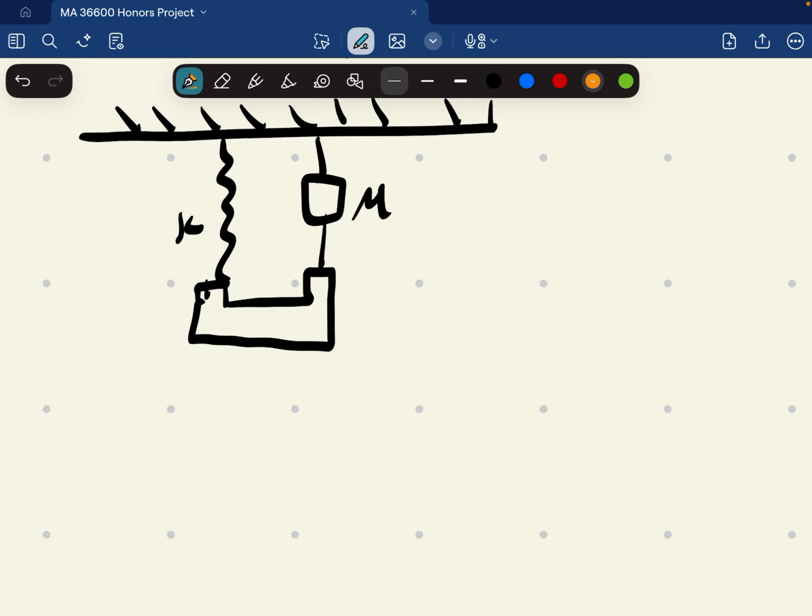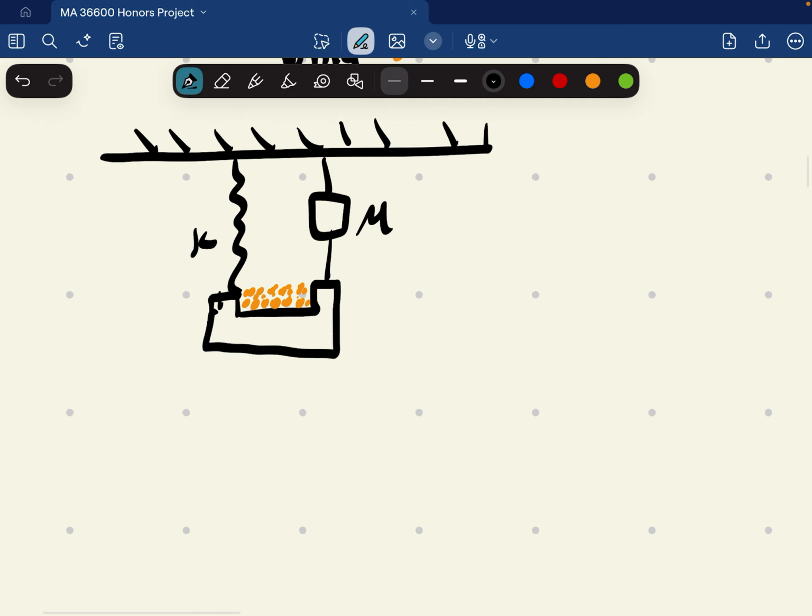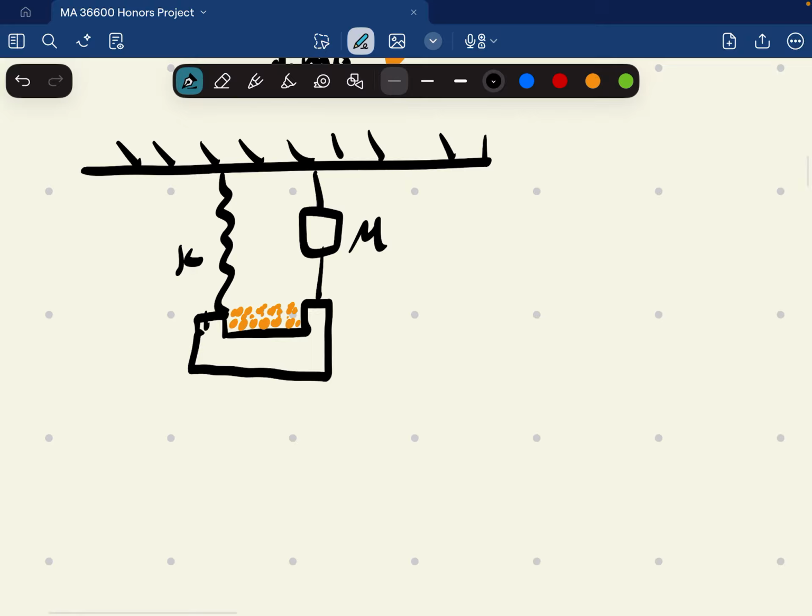Inside this box, I'm going to have sand. The actual material inside doesn't really matter, maybe granules of particles, or packing material, or water. It doesn't matter what it is, just something inside of it that has some sort of fluid-like properties.